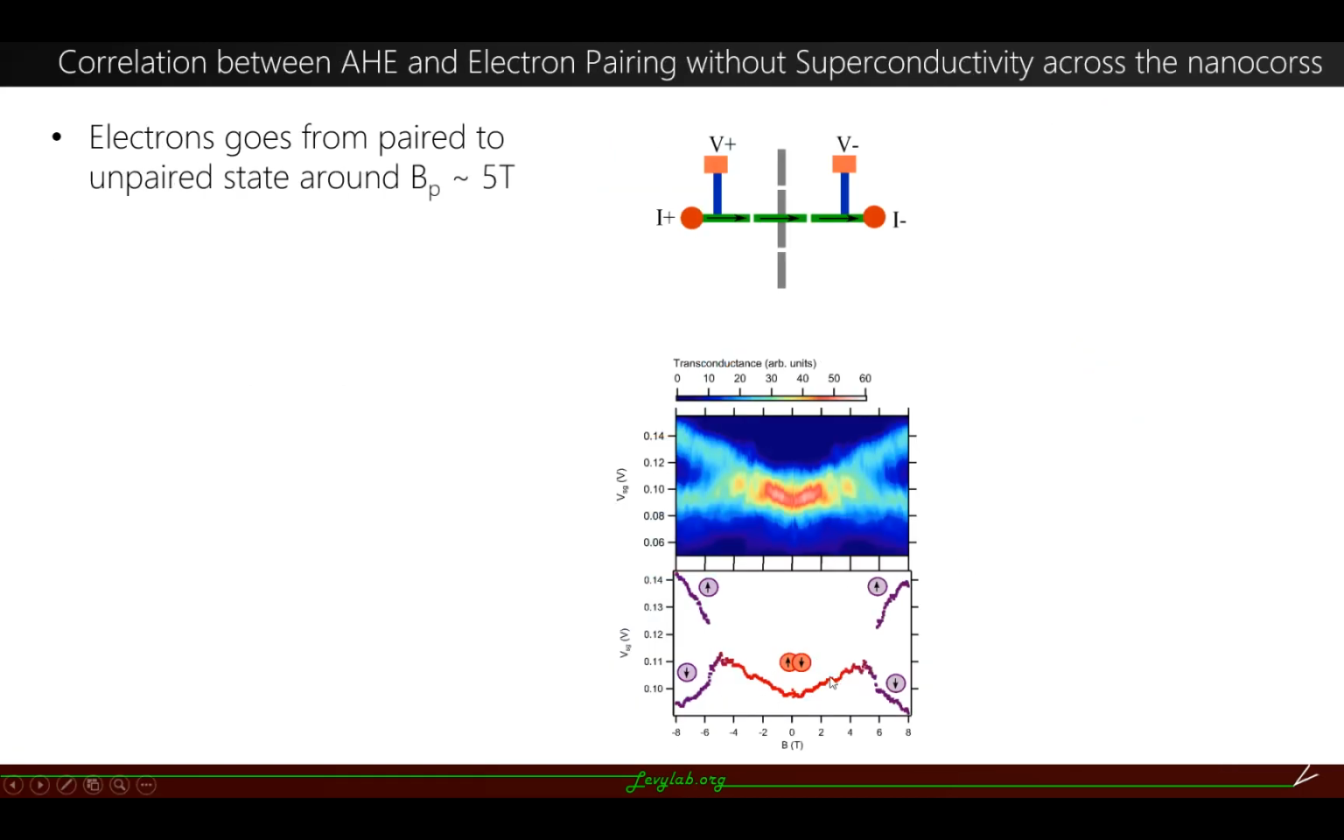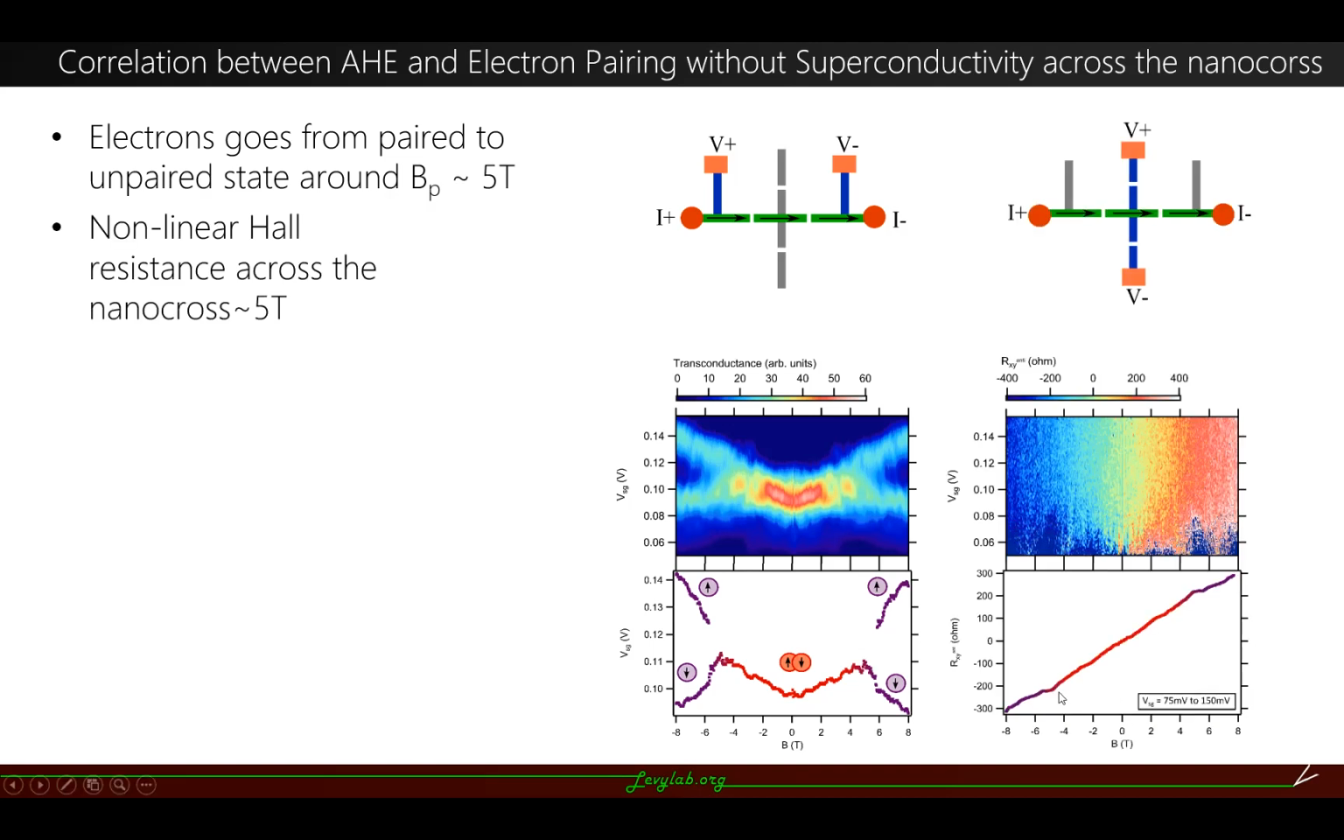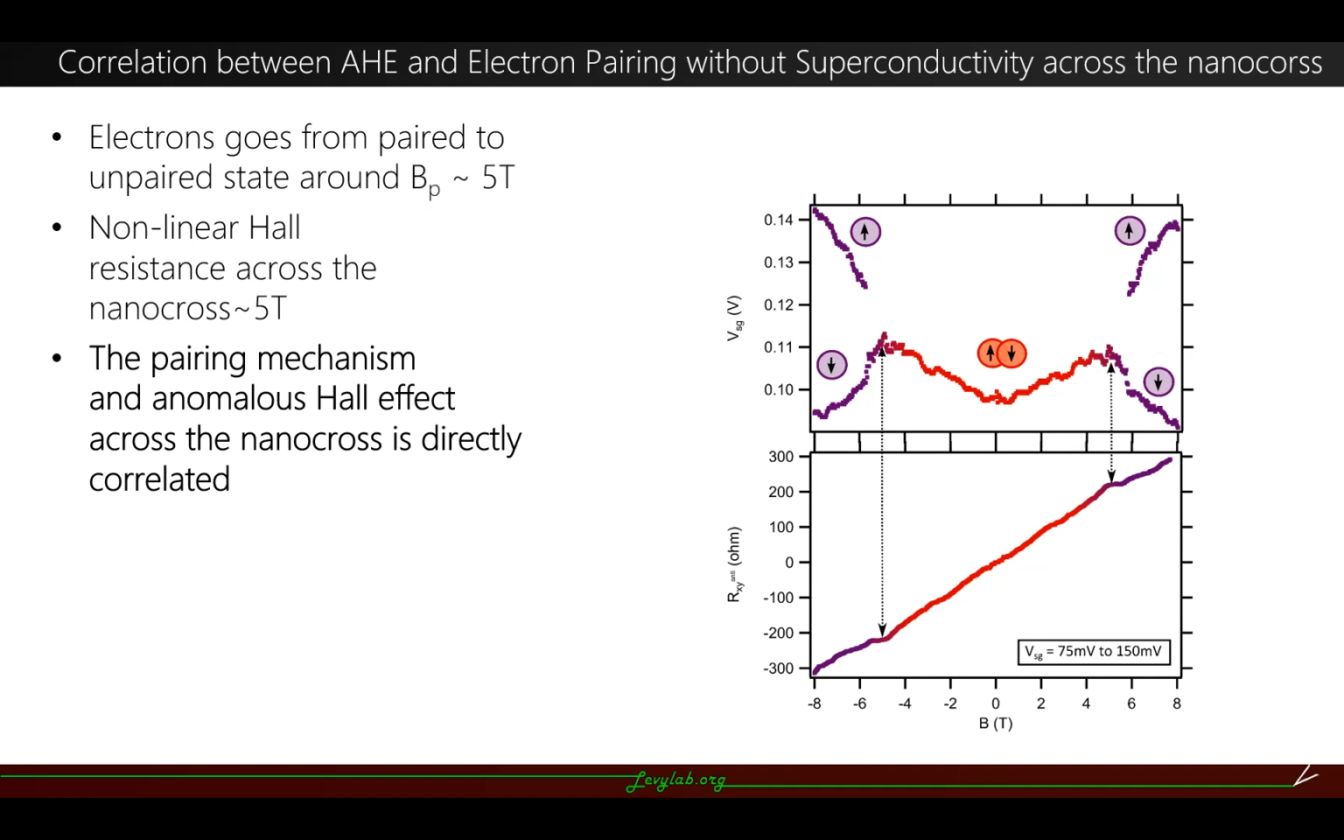Here I have drawn the points along this curve in order to clearly show the depairing mechanism. If you look at this particular curve, we can clearly see that the depairing takes place at around 5 Tesla. Now, if we look at the corresponding Hall configuration, then we do observe a nonlinear Hall effect, and interestingly, the non-linearity also takes place around 5 Tesla. So the pairing mechanism and the anomalous Hall effect across the nanocross definitely seem to be directly correlated. Our next goal was to understand what the correlation link between the two could be.